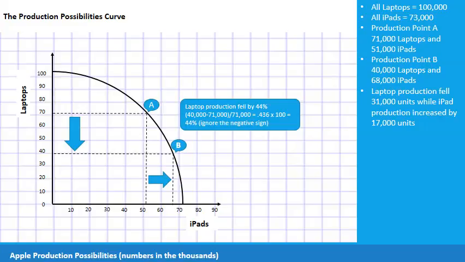40,000 minus 71,000 is negative 31,000, divided by 71,000 equals 0.436. So we're just going to round up and say 44, times 100. So we get 44%, ignoring the negative sign. So what we saw is that Apple reduced their laptop production by 44%. And in doing so, it allowed them to increase iPad production by 17,000 units. So that's what we're looking at. They shifted resources to reduce laptop production by 44%, thus increasing their iPad production to 68,000 units.